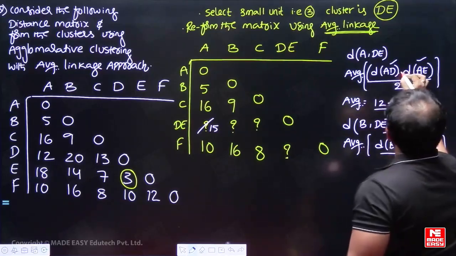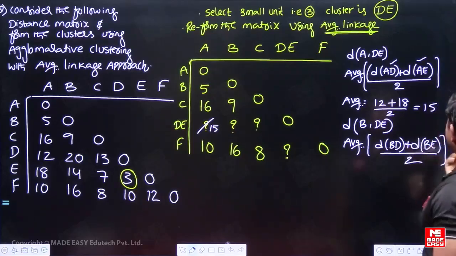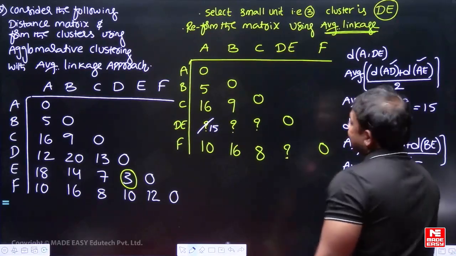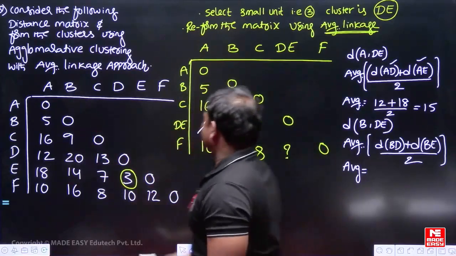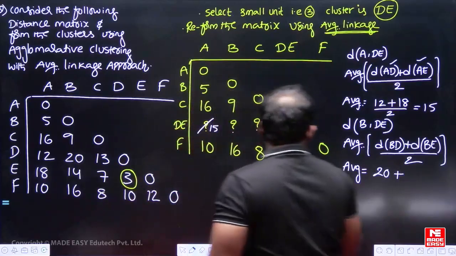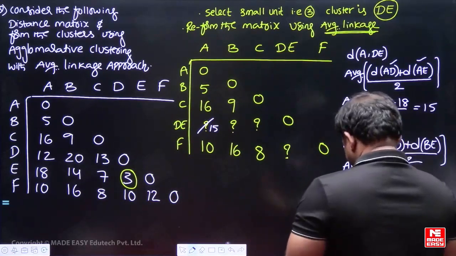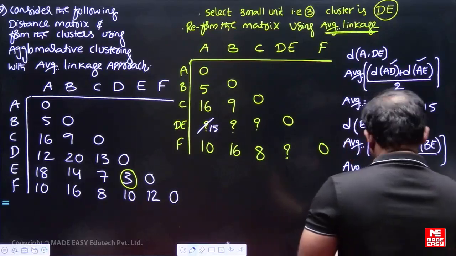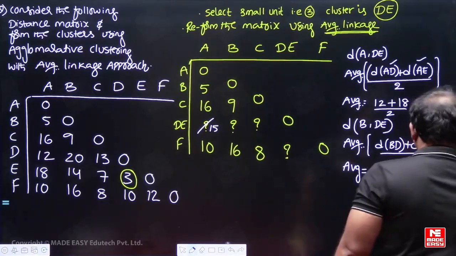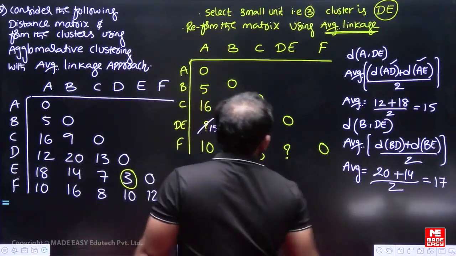That means this is the summing, right? Distance of first pair plus distance of second pair divided by 2. So average is equal to distance of BD, BD distance is 20. BE distance is 14, divided by 2. So 20 plus 14, 34 divided by 2, that is 17. Now here this is changed to 17.